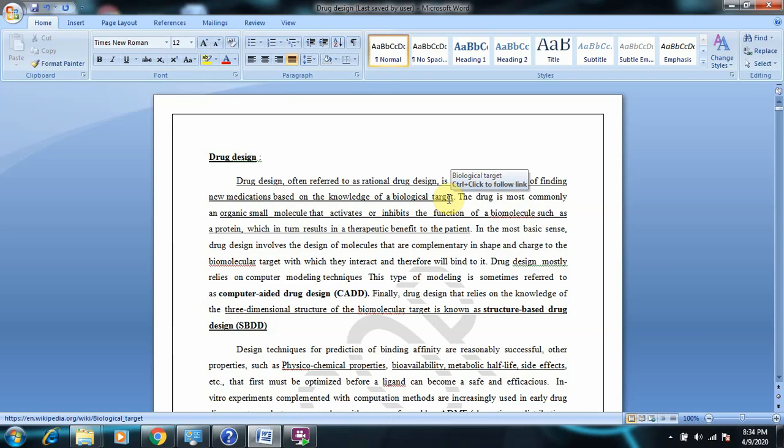Okay. So what do we need to know? We need to know about its three-dimensional structure. Then only we can design a drug so that it can go and bind with the actual receptor or the enzyme. And this process of designing the drug, where we have information about the three-dimensional structure of the biological target molecule, is called structure based drug design. Clear?